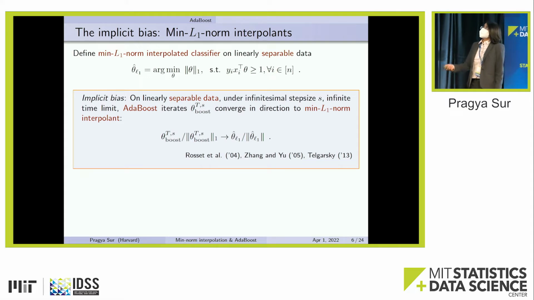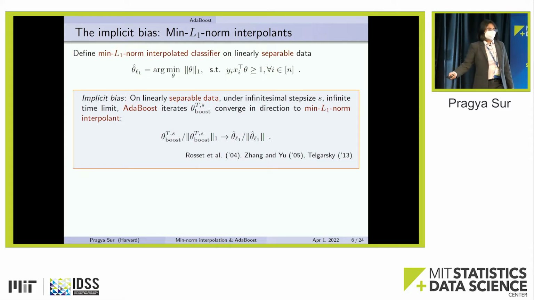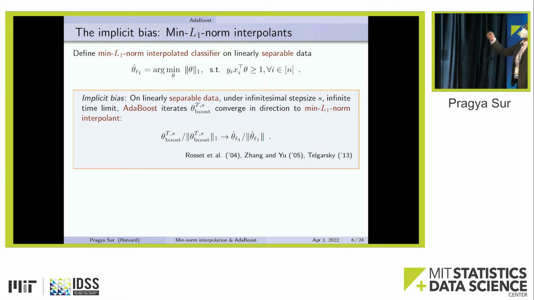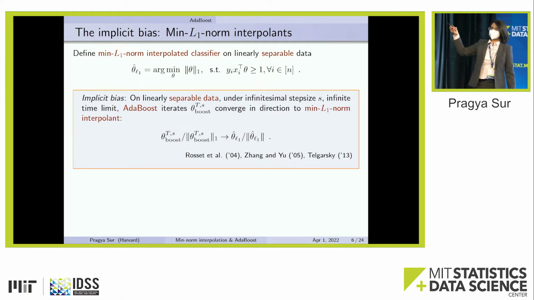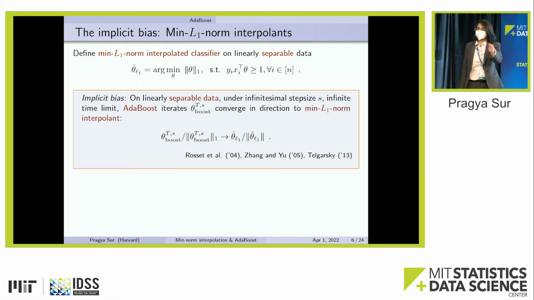So this means that this is the implicit bias of the algorithm. And it means that if I can understand the interpolants well, and if I can have a finite-sample version of this statement instead of a limit, then we can directly study the interpolants and understand more about the algorithm.